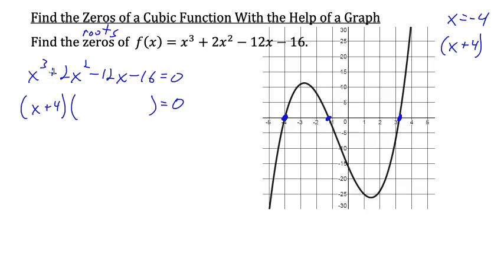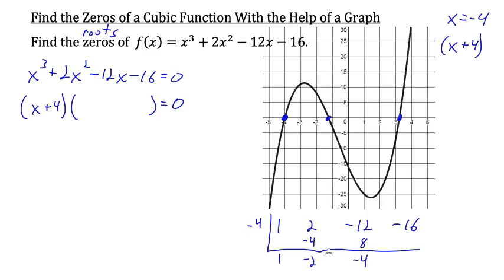So I'm going to write out the coefficients of this polynomial in order. So that would be 1, 2, negative 12, and negative 16. Set up my little bracket. The 0 is negative 4. That goes on the outside. I bring down the 1. Multiply. Add. And multiply. Add. And multiply. And as expected, we get a remainder of 0. If we don't, we made a mistake somewhere.